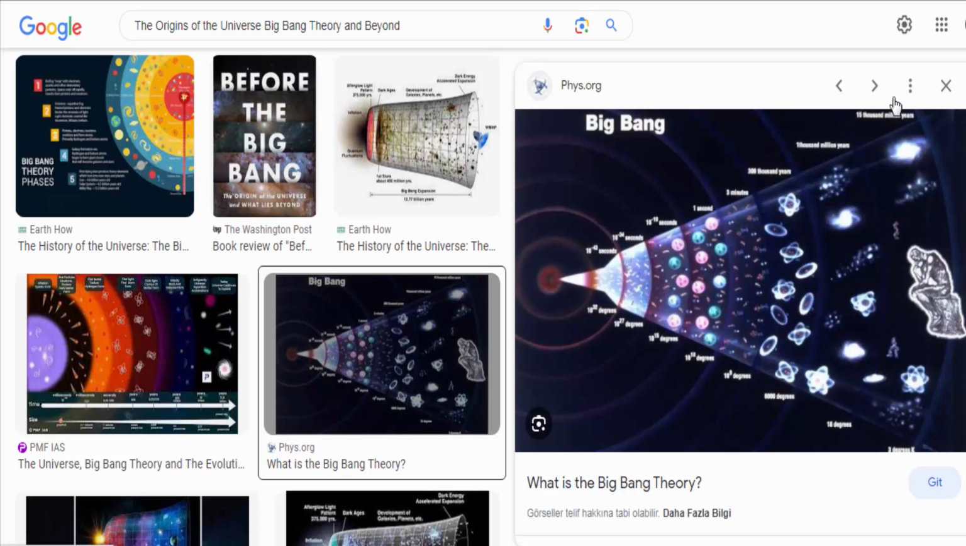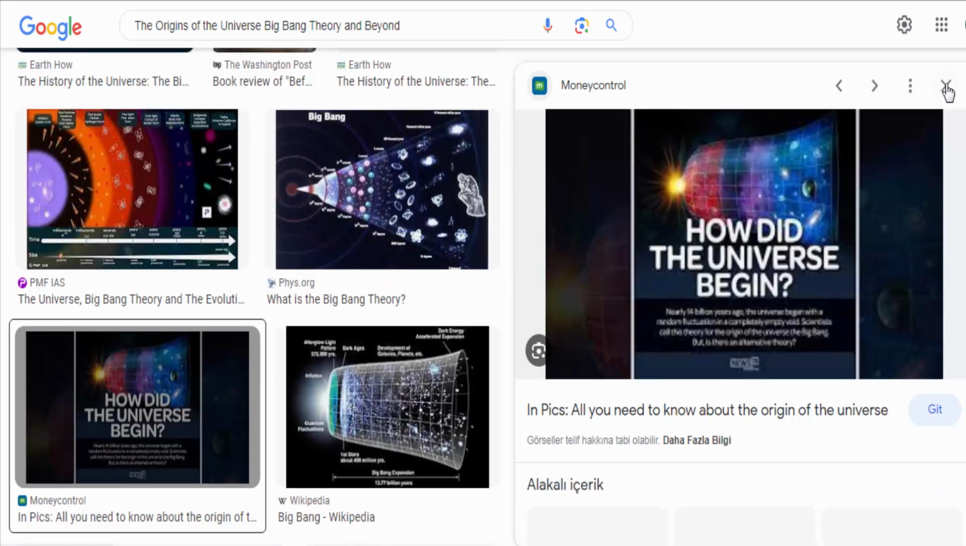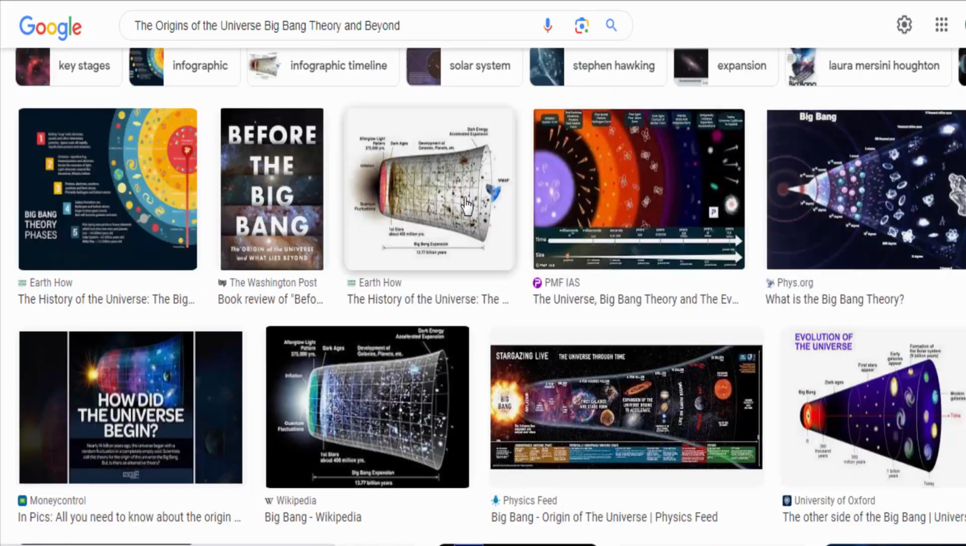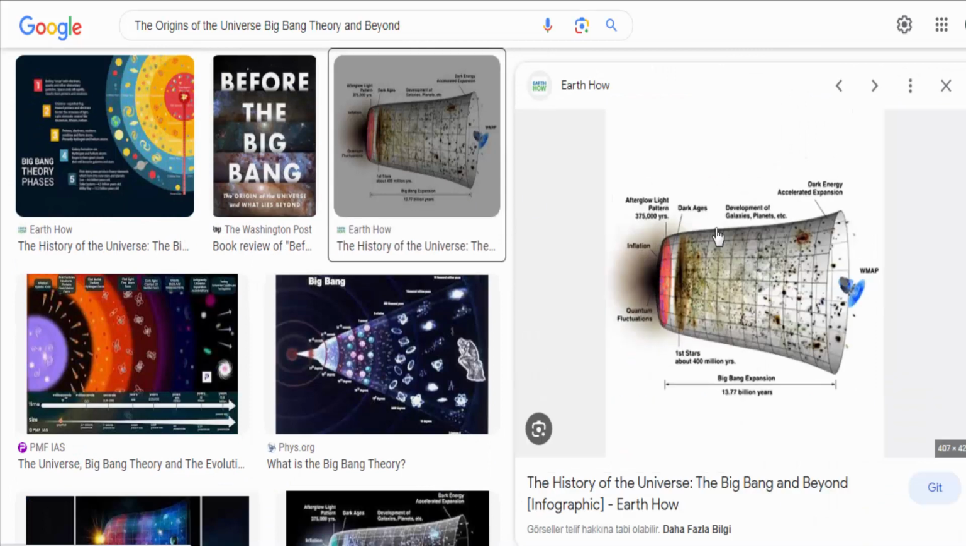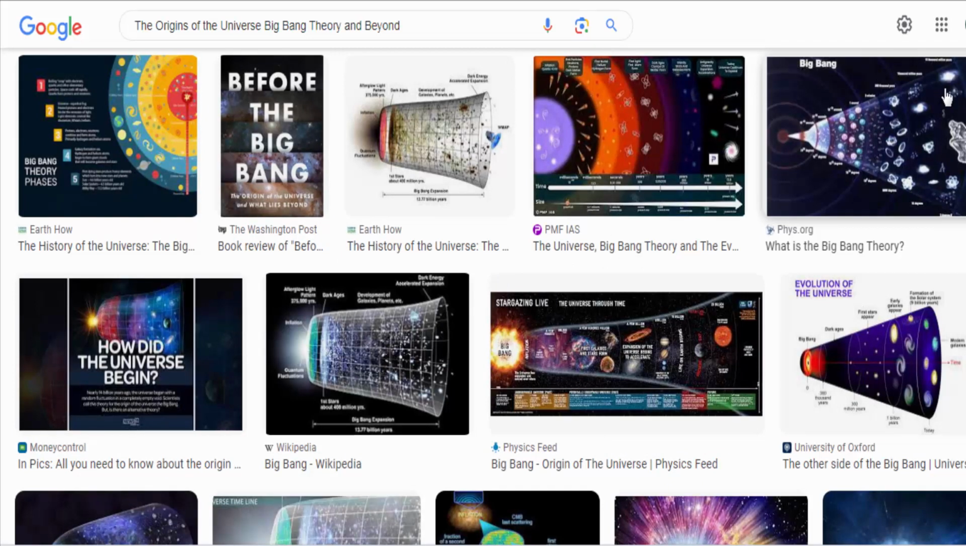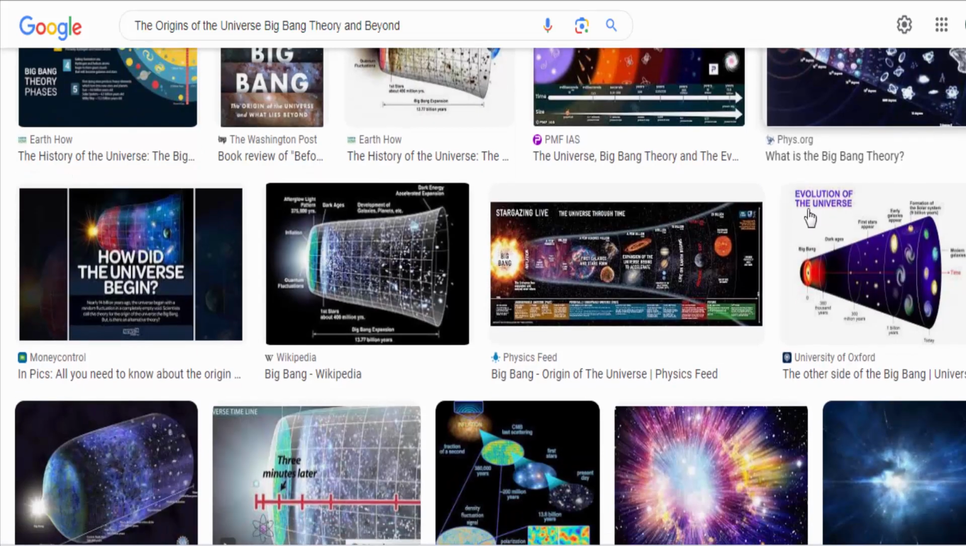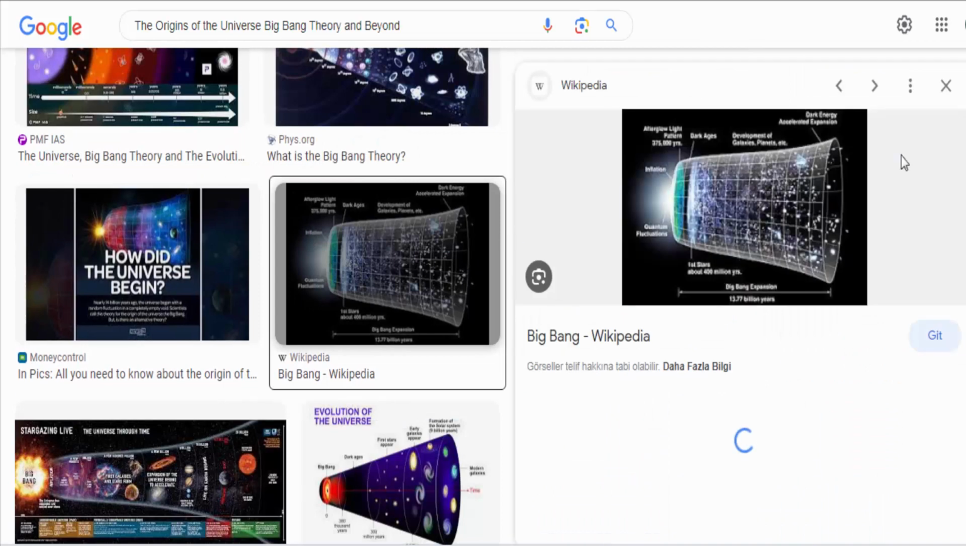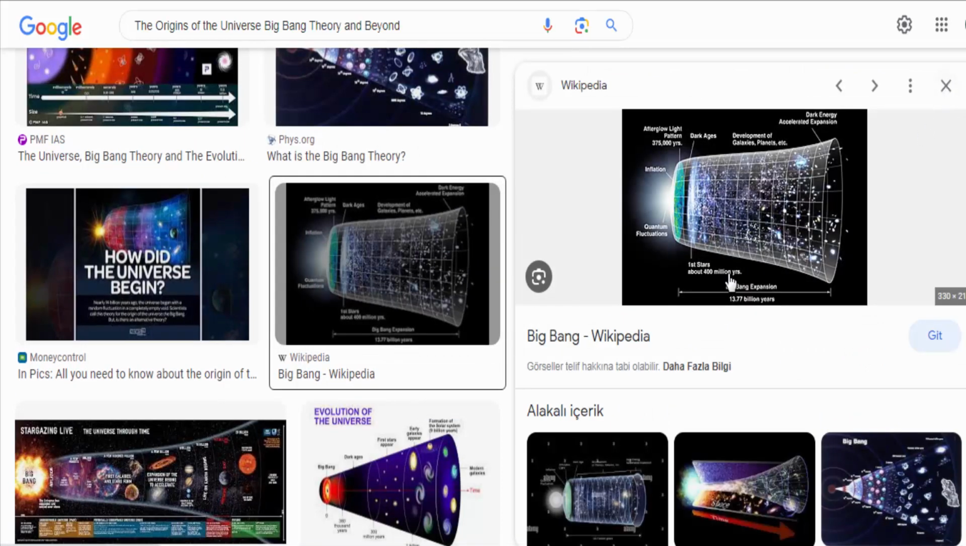About 380,000 years after the Big Bang, the universe became transparent as atoms formed and light was able to travel freely. This event is known as recombination. The radiation from this early stage of the universe is what we observe today as the cosmic microwave background radiation, a faint glow spread throughout the universe.